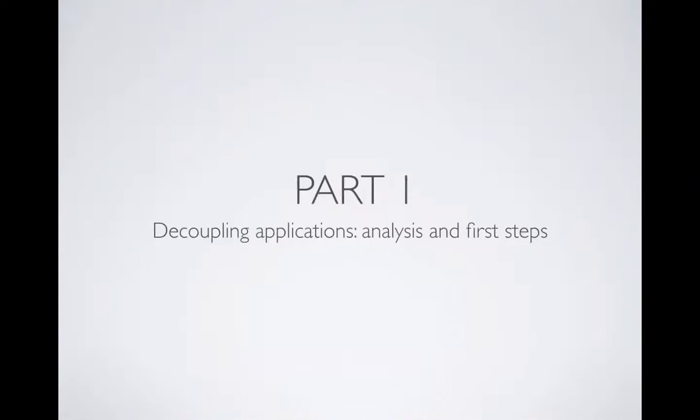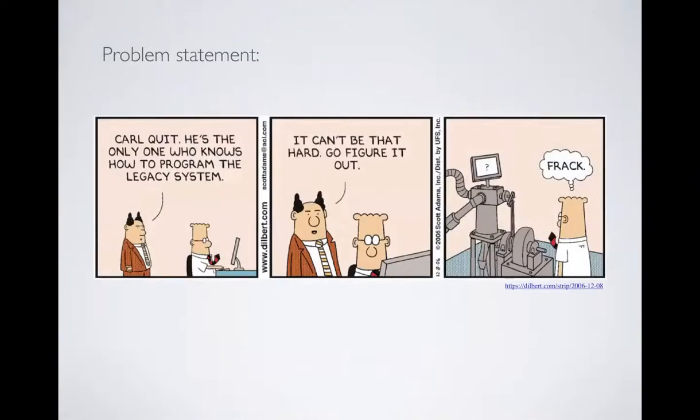So the first part is just about the decoupling. I'll start with a simple problem statement, just a very common strip. Carl quit and is the only one who knows how to program the legacy system. And of course, someone comes to you and says, well, it can't be that hard, go figure it out. Of course, this is not our company, to be fair. No one ever came to me and told me anything like that. But, you know, this is how it usually works. And then you end up with a bunch of weird things that you don't really know how they work.